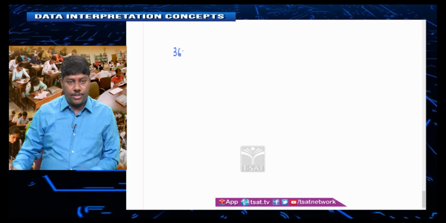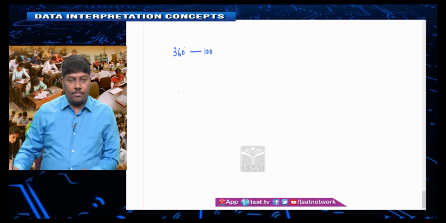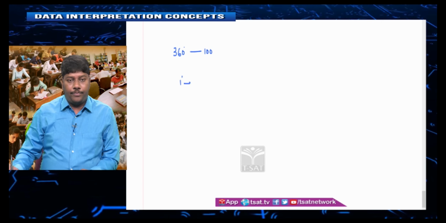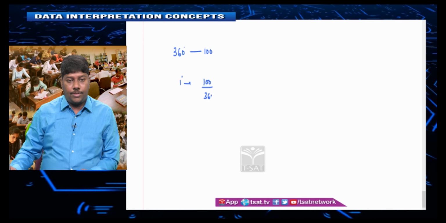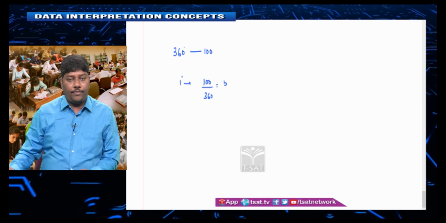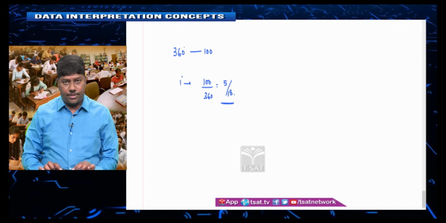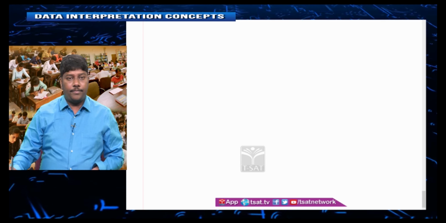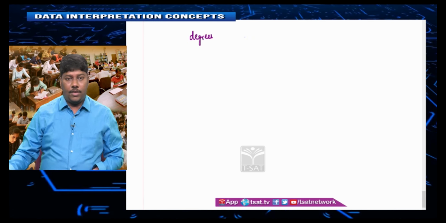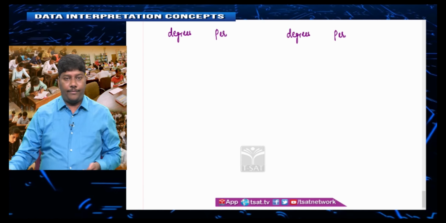We know 360 degrees is 100%. So, what is 1 degree? We say 100 by 360, which is actually what? We'll reduce it to 5 by 18, same as your time and distance. But the easiest way, I'll tell you, is to take it as degrees and percentage. Remember two tables here, one is 18 and one is 5.